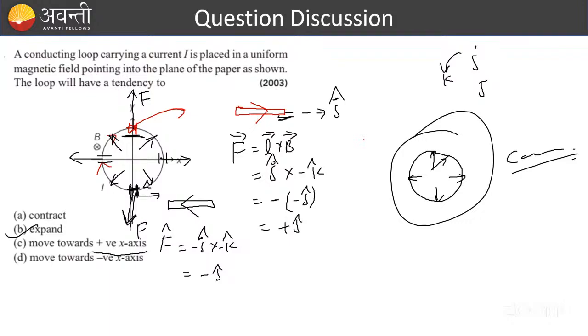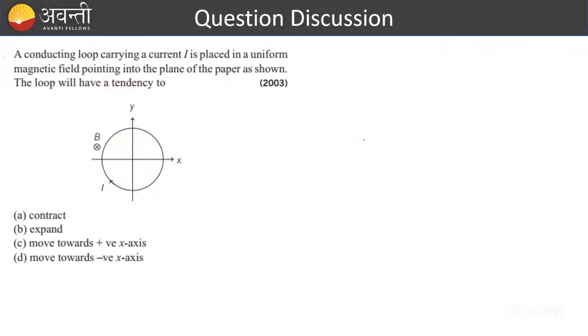I will explain once more, don't worry. So what I said is, current is flowing like this. So how will you calculate the direction of force? Here, the direction of current is changing everywhere. Why? Because this is a circular loop, right? Here, the direction of current is in this sense. Here, it is in this sense. Here, it is in this sense.